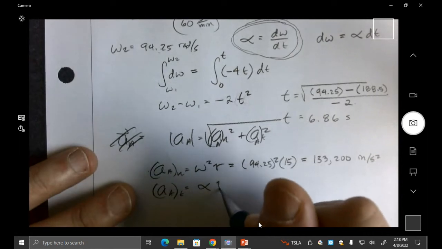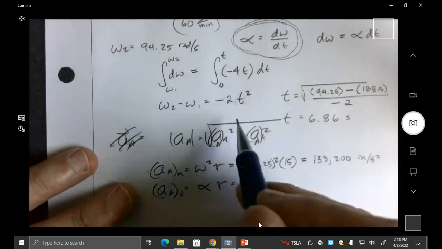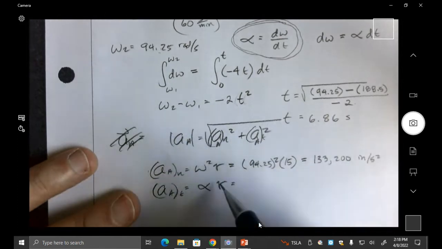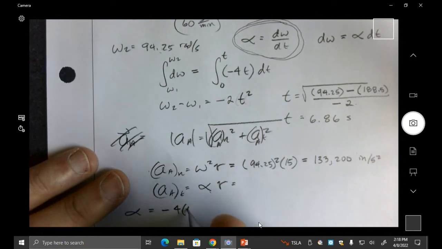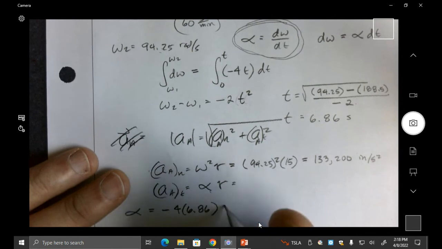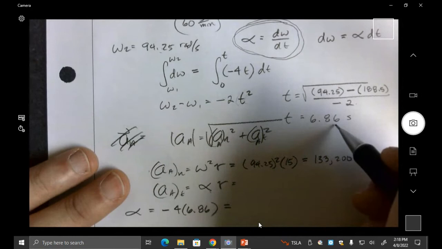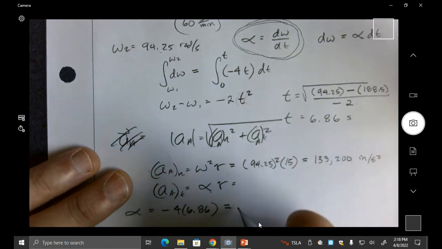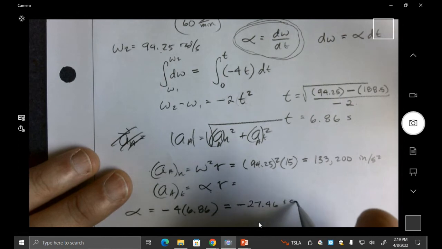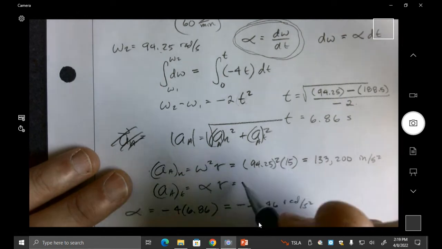is alpha r. Alpha, oh, we didn't get it. What we need to do is get what alpha is. So alpha is going to be -4 times 6.86, which actually turns out to be 8.865. Comes out to -27.46 radians per second squared.